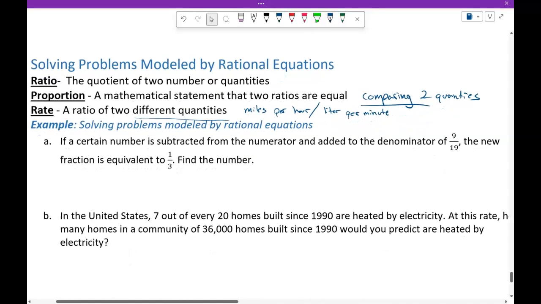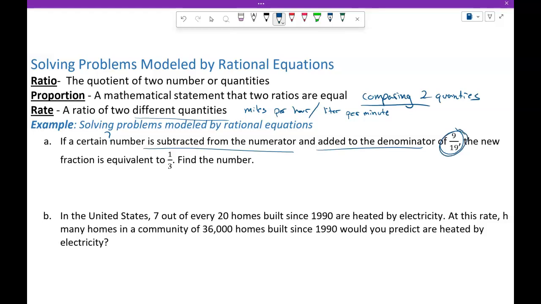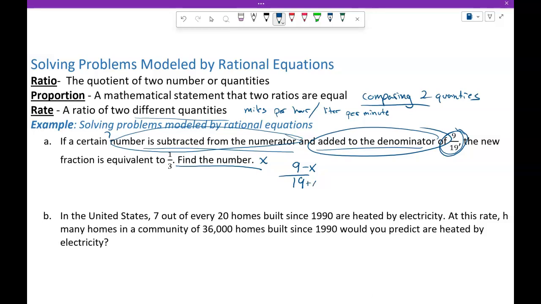So in our first problem, we have a certain number that is subtracted from the numerator and added to the denominator of a given fraction. We can represent that to start. The thing that we don't know is our variable, so we can use x, or any other variable we want. We're taking this fraction, 9 over 19, and subtracting this unknown number from the numerator, but adding the unknown number to the denominator.